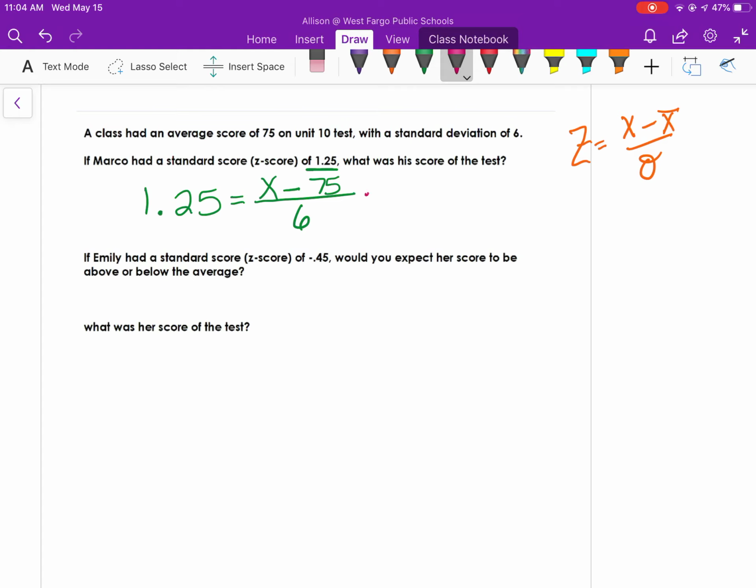So divided by 6, I can do the inverse operation and multiply by 6. Oh, I didn't bring my calculator here. Let's see, 1.25 times 6.